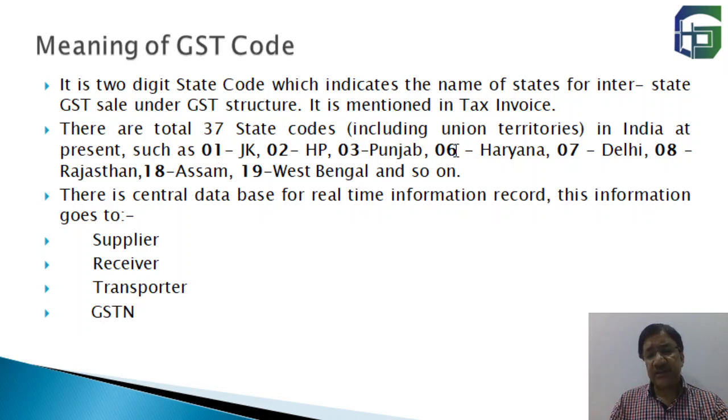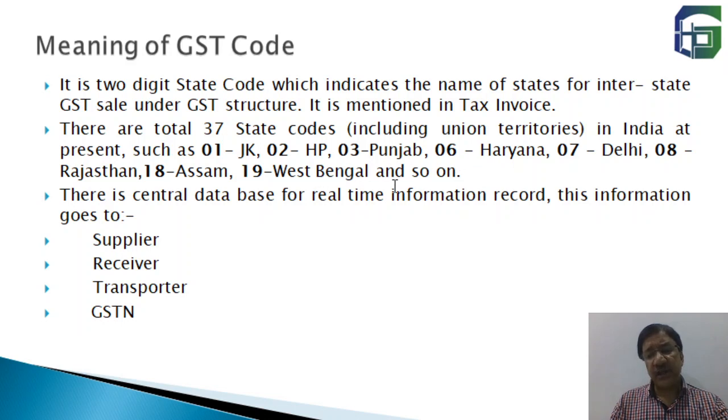There are 37 states in India, including union territories. Every state has got a different code number. For example, Jammu Kashmir has been allotted code 01 in case of GST, Himachal Pradesh is 02, Punjab 03, Haryana 06, Delhi 07, Rajasthan 08, Assam 18, West Bengal 19, and so on.